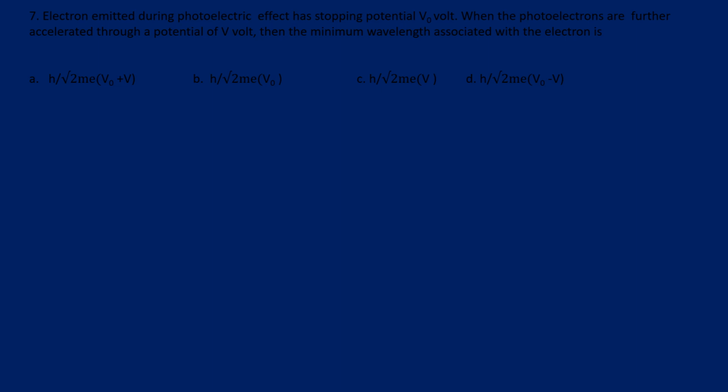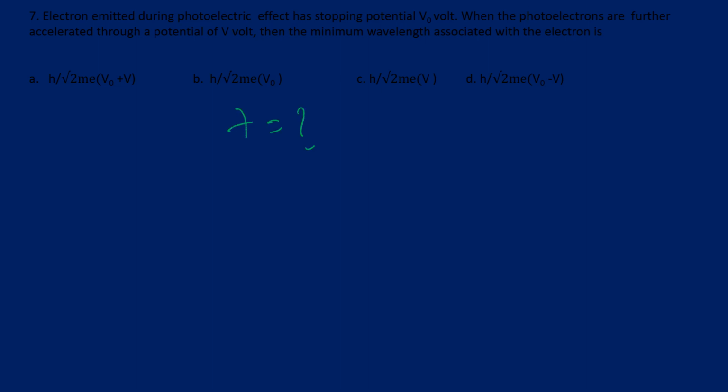Electron emitted during photoelectric effect has stopping potential V0 volt. When the photoelectrons are further accelerated through a potential of V volt, then the minimum wavelength associated with the electron is. We have to find out lambda here.